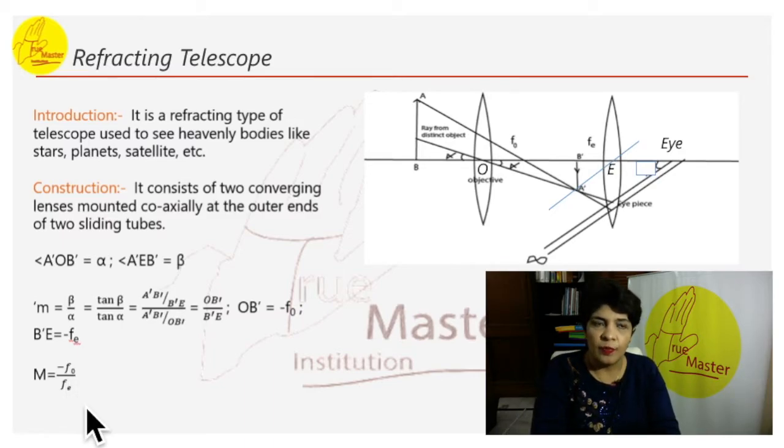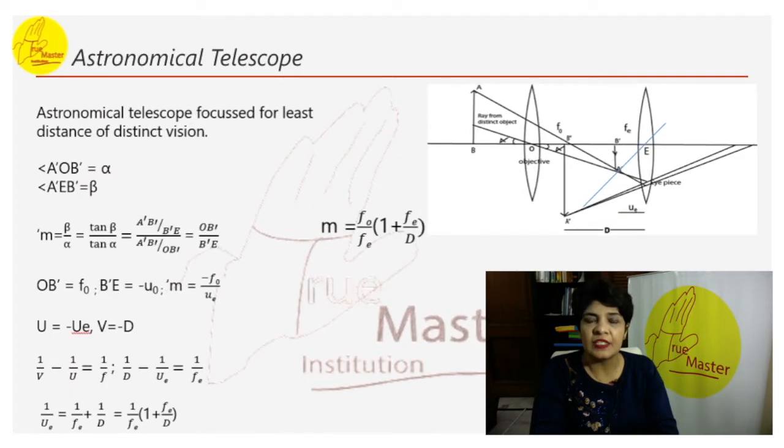Astronomical telescope focused for least distance of distinct vision. So the angle again here, this is A dash and B dash. This is the object which forms the first image, A dash B dash, which when seen through the eyepiece forms another image A dash B dash here. This is the final image that is being formed.